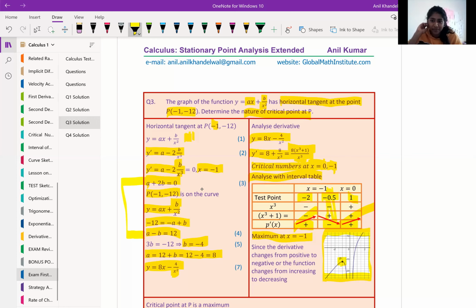Okay. Now, at 0, we have a discontinuity. So this will not count. You understand? This is not in your domain. We do have a minimum there, right? Minus infinity is going down. You see that?